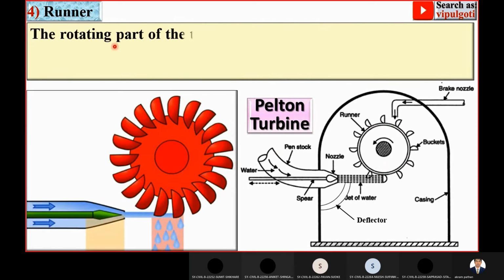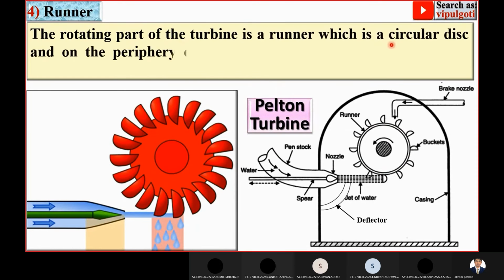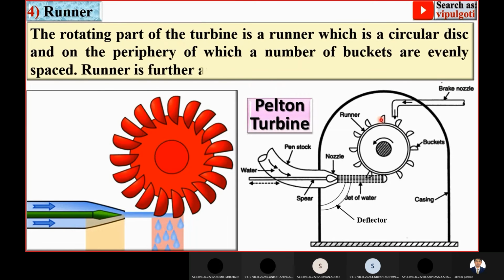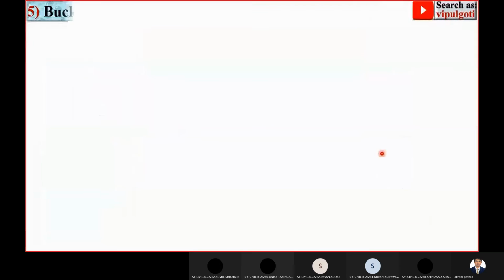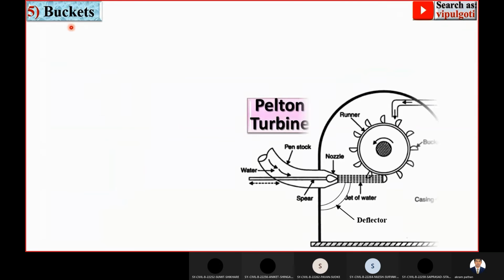Then we have a runner. So the runner is the rotating part of the turbine, okay, which is a circular disc, and on the periphery of which a number of buckets are evenly spaced. The runner is further attached to the shaft. Okay, so such kind of working will be there in the case of the runner.